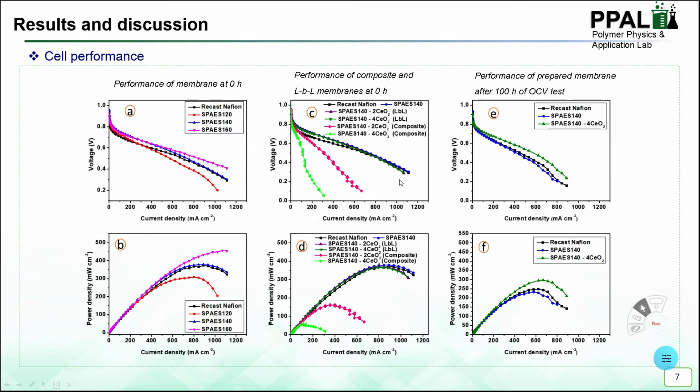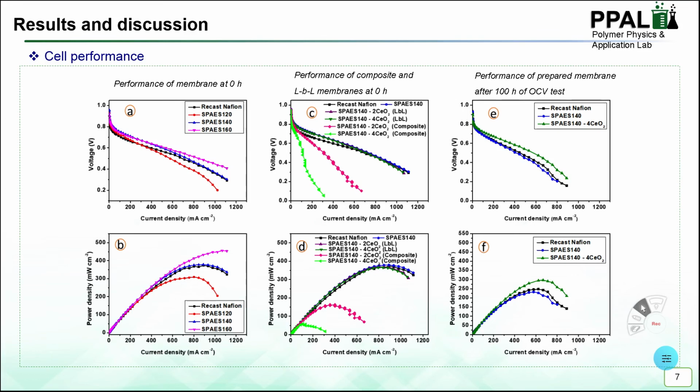And from this result, that is the reason why I want to prepare the layer-by-layer membranes in this topic, because we can see the composite membrane containing the same amount of cerium oxide nanoparticle has a very low power density. The reason is that in the composite membrane, the cerium oxide can transfer the electron through the membrane. That will decrease the performance.